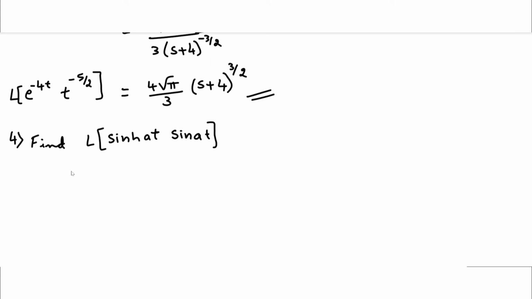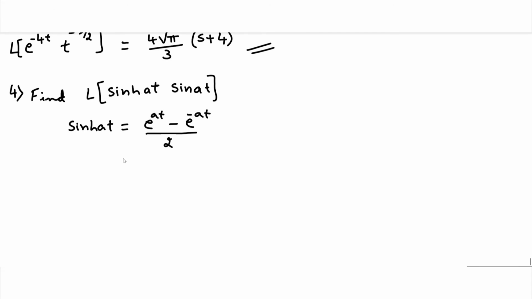For that, I'll try to rewrite the sinh at. The basic formula is known: sinh at can be written as e power of at minus e power of minus at, divided by 2. So sinh at you got. But along with sinh at, in the question sin at is there. So I'll multiply sin at on both sides. I am multiplying sin at on the left hand side, therefore on the right hand side also I have to multiply by sin at.